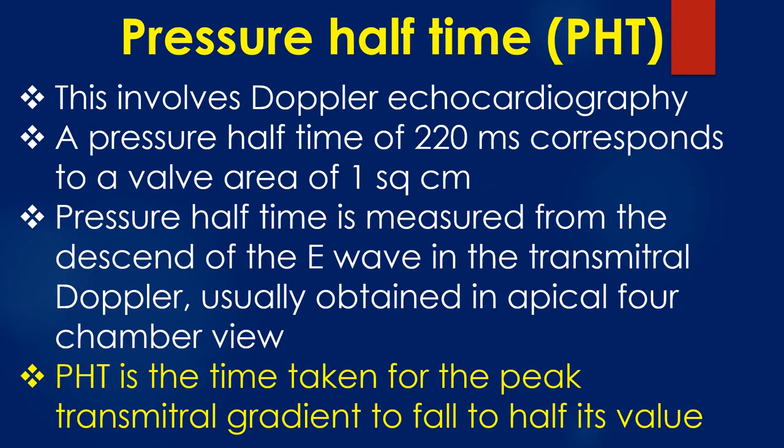Assessment of mitral valve area by pressure half-time involves Doppler echocardiography. A pressure half-time of 220 milliseconds corresponds to the valve area of 1 square centimeter. Pressure half-time is measured from the descent of the E wave in the transmitral Doppler, usually obtained in apical 4-chamber view. PHT is the time taken for the peak transmitral gradient to fall to half its value.